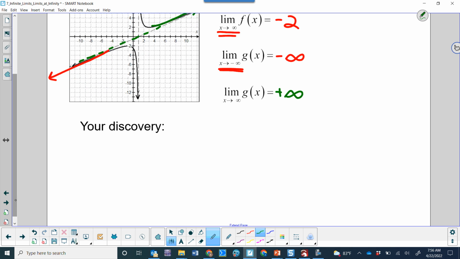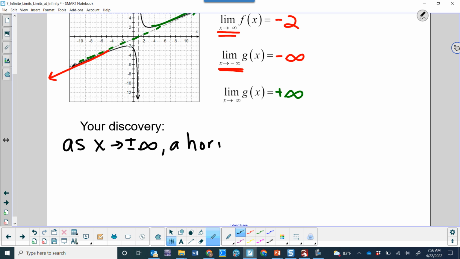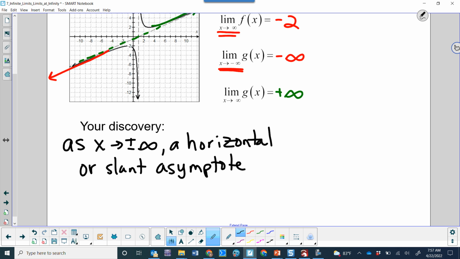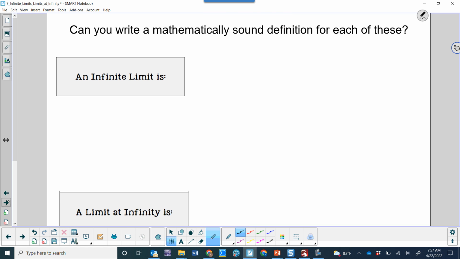And you can either go towards that or a horizontal asymptote as x approaches plus or minus infinity. These had a horizontal or a slant asymptote. Now that's not true for every function, but it was true for these two. Basically, for these rational functions, that's true.